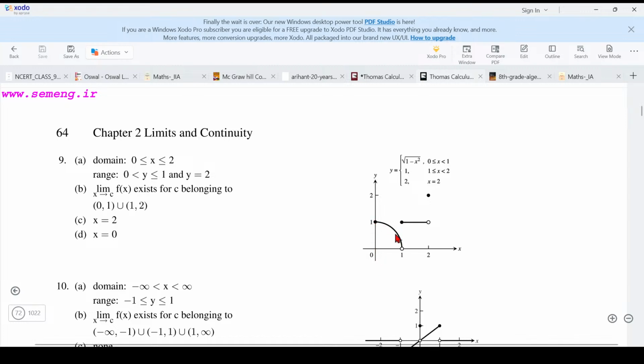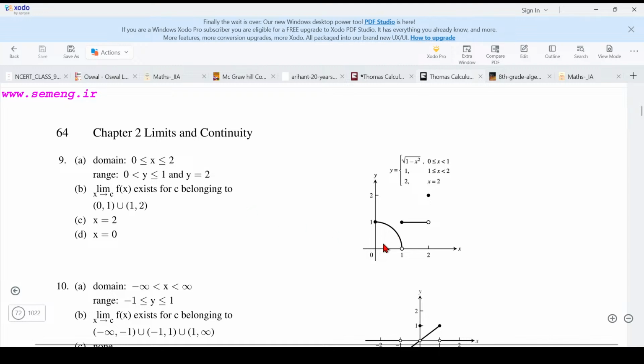If you try to project this graph on the y-axis, all these points are covered. So 0 less than y less than or equal to 1, this part. And between 1 and 2, nothing is covered. Only 2 is covered. So that's why the range is 0 less than y less than or equal to 1, this entire part, and this point. That's what he's saying.